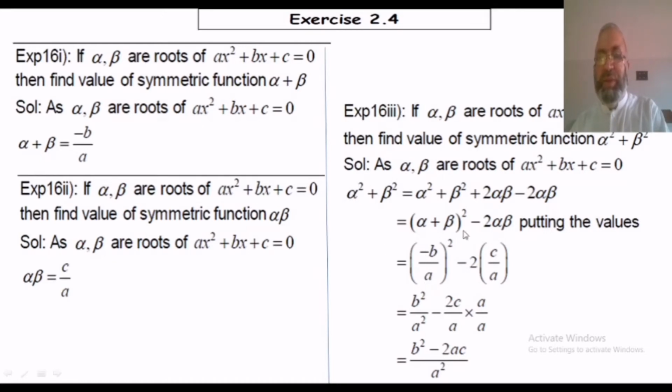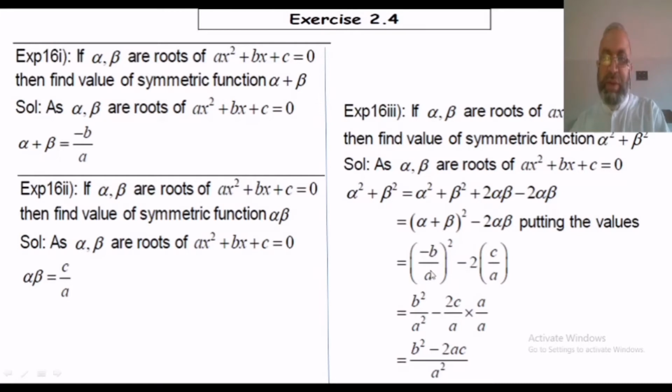So that is the basic idea. Every symmetric function can be changed into sum and product of the roots. Then by putting in the values, we get the value of the given symmetric function. So by putting the value of the sum of the roots, minus b by a, squared, minus 2 times the product of the roots, c by a.